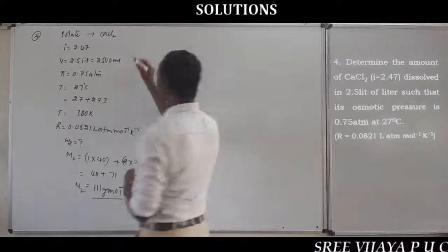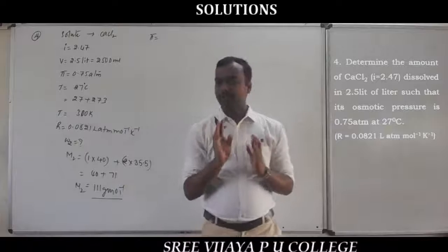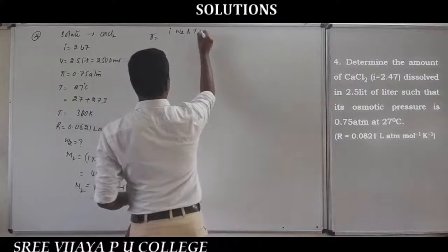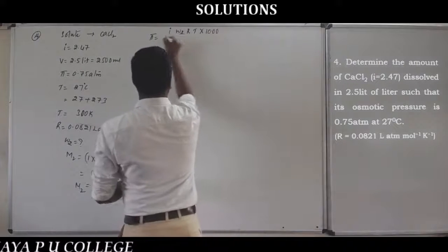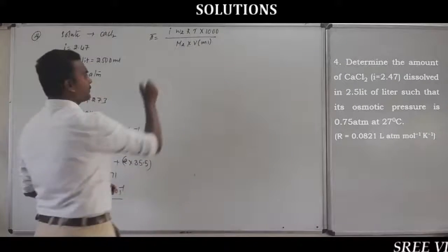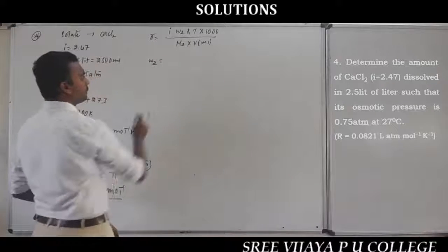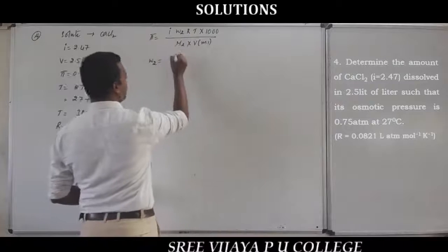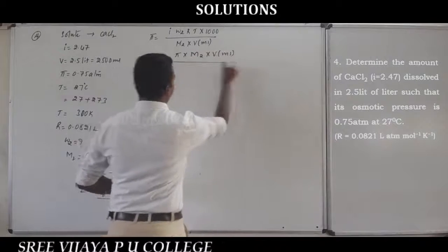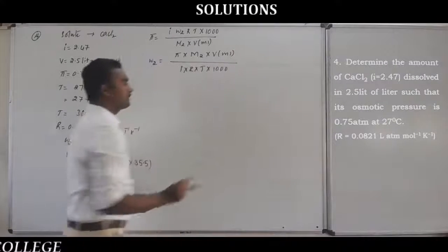So the modified equation is π = i × W2 × R × T × 1000 divided by M2 × V in ml. Okay, so that is what you have to calculate. W2 you have to calculate. Solving the equation, W2 is equal to π × M2 × V in ml, whole divided by i × R × T × 1000. That is the modified equation.